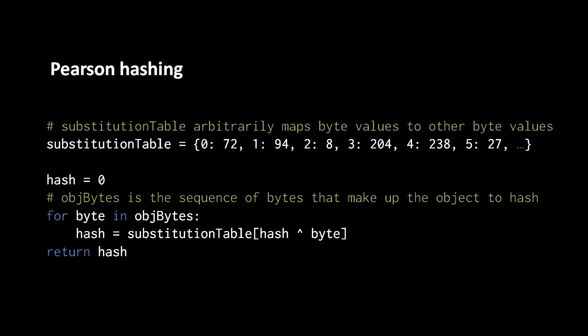fed to two different Pearson hashing functions will probably produce a different hash. Only when two Pearson hashing algorithms use the same table do they produce all the same hashes.